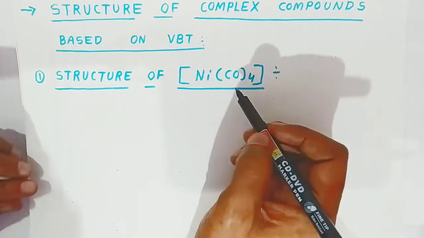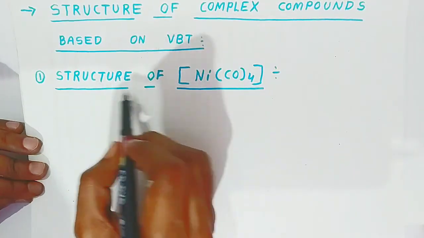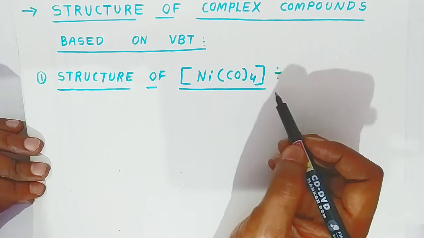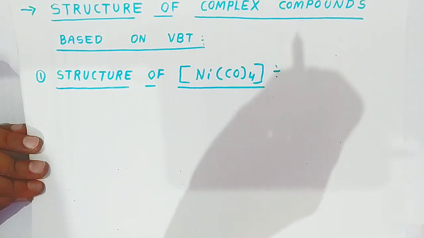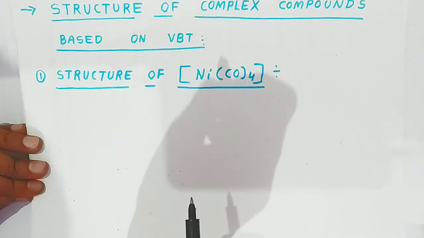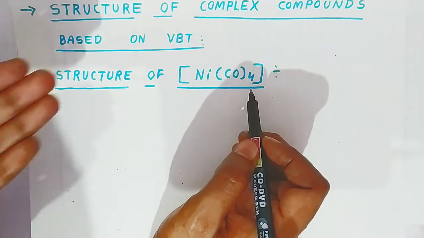Now students, we are going to see some examples of coordination number 4. The first example we are going to take is the structure of nickel tetracarbonyl. If you want to write the structure of nickel tetracarbonyl, you should know the atomic number of nickel. Then only you are able to explain the structure of nickel tetracarbonyl.